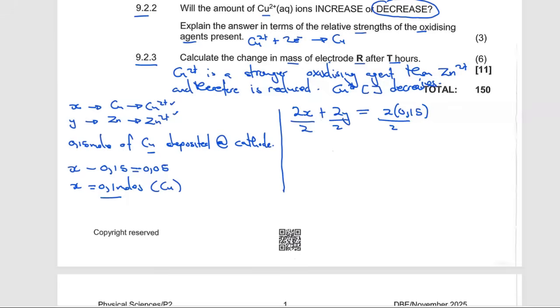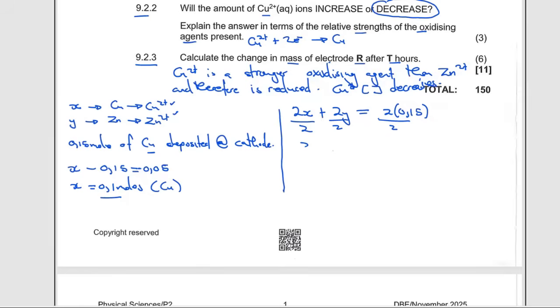x plus y is equivalent to 0.15, right? So in terms of this, I'm going to say y is equivalent to... Let me return it like this so that it makes sense. If x plus y is equivalent to 0.15, then I'm going to make y the subject of the formula, right? So y is equivalent to 0.15.